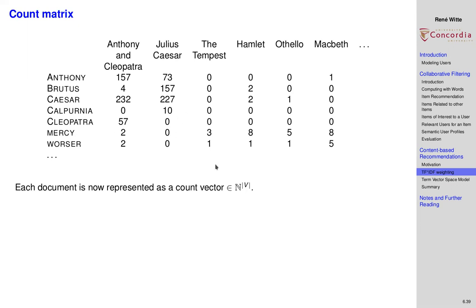So one thing we can do, and this is what we did here, is build a count vector. What we did is we counted in each document how often the word appears. So in this document, Caesar appears 232 times, and here in Hamlet, Caesar appeared only twice. So this is a count vector. Again, the dimensionality is the same as the number of words across all the documents.